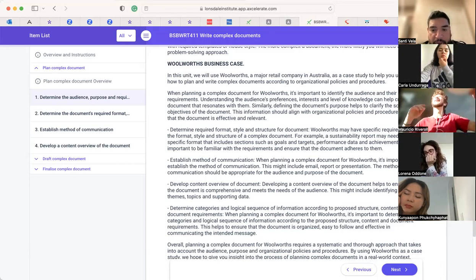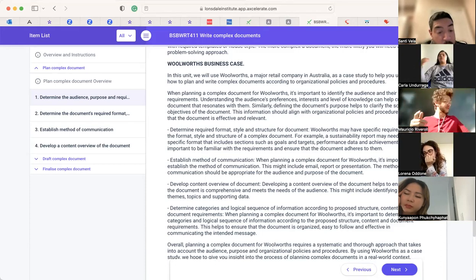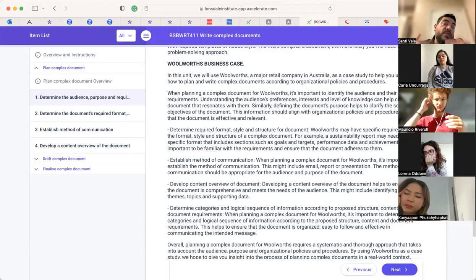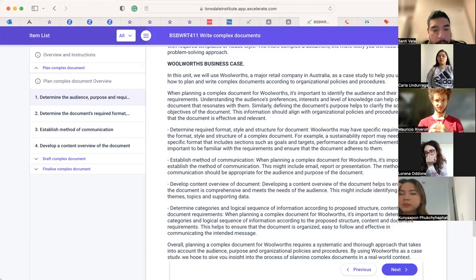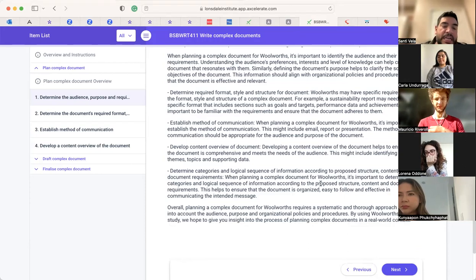So the method of communication usually is email, but it could be a report, it could be a presentation, it could be a video. So that's what I want you guys to explain to the group. Look, if we are working for a large corporation, likely the method of communication will be email. But if we are working for a startup, likely the communication will be a meeting, a telephone call. Just want you to use that knowledge. Now, what do we do then? We need to find out the categories, how the information will be structured.